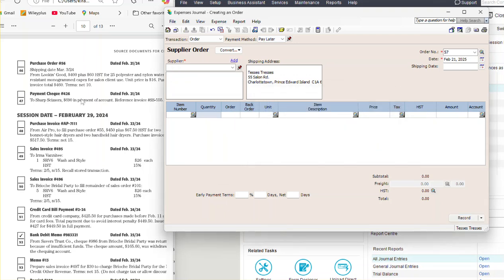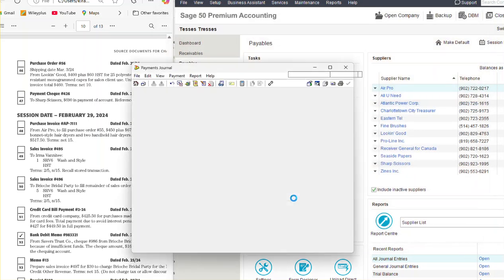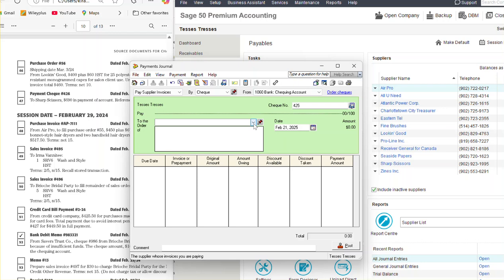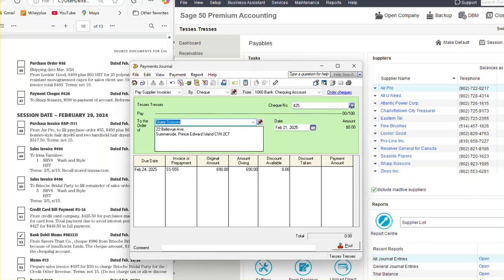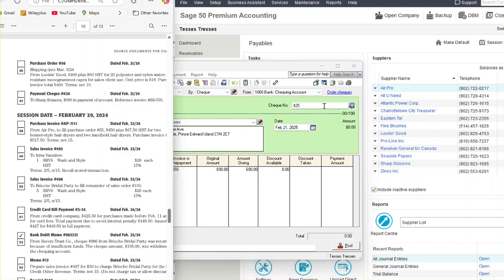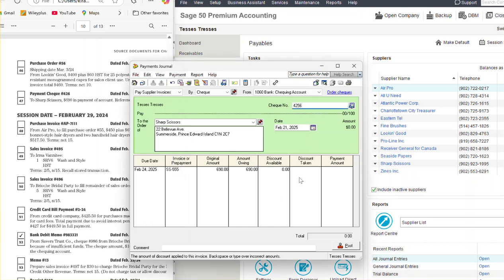Now we are going to look at our next one. Next one is a payment of a check. When you're making a payment, you have to go to the payments. I am going to go to the payment, and it is from Sharp Scissors, and the date is 21. Check number is 426. I think I missed a check. Maybe just double check, because it should be 425 and I have 426. Maybe I missed a check somewhere else.